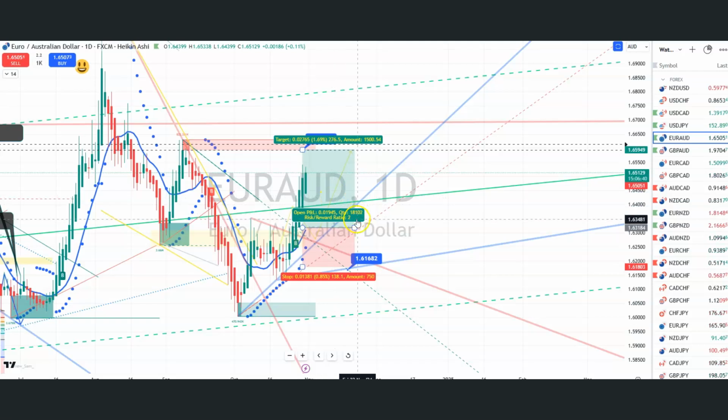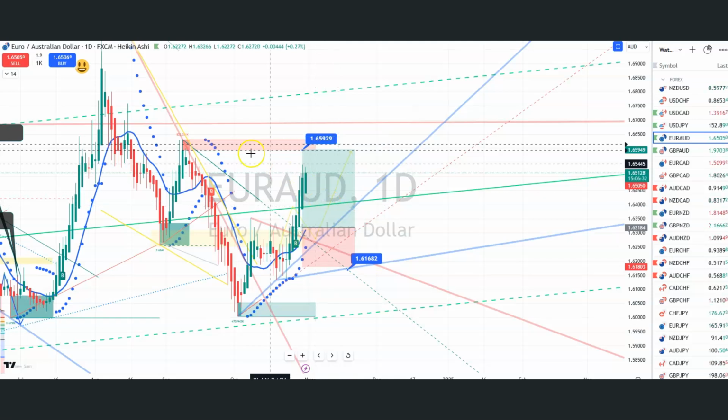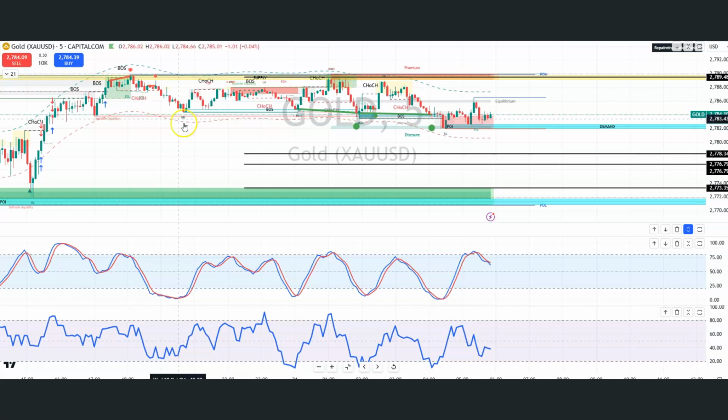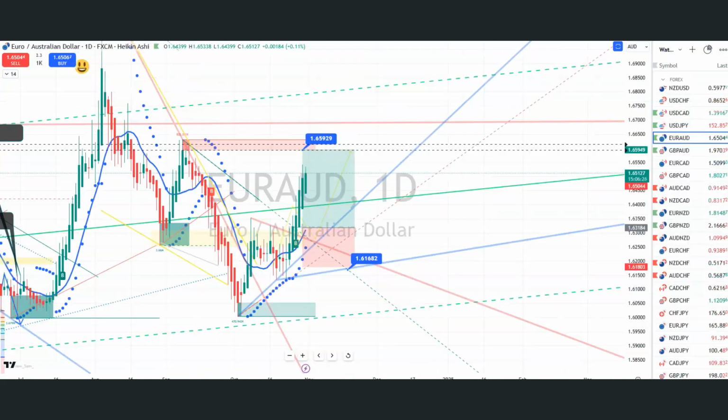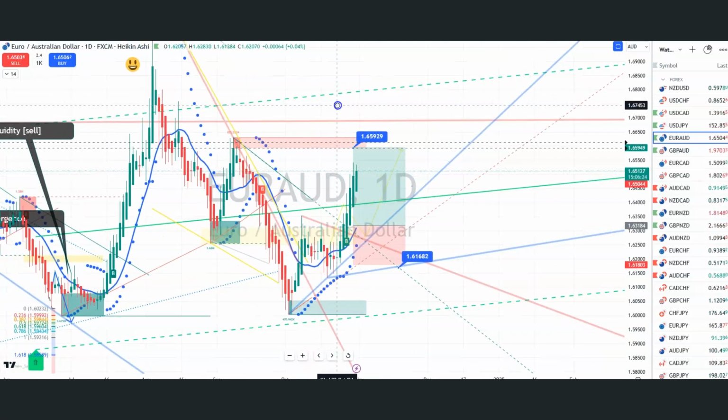So looks like we're going to be hitting our target today, 276 pips. So congratulations to all VIP members. Let's have a quick look at gold, see what's going on. Nothing is going on so far. It is 10 to 6 in the morning. It's still early, so we could see some action in the next few hours.